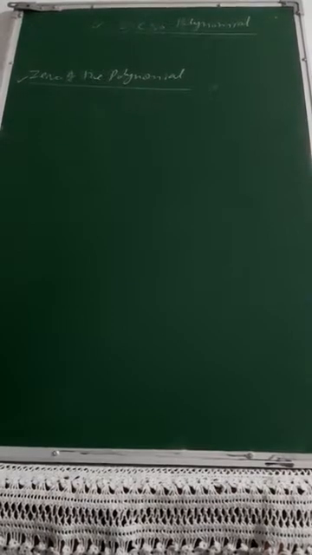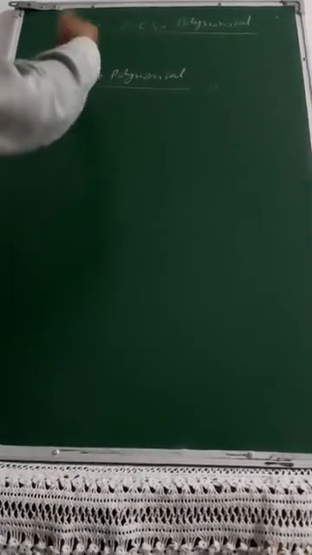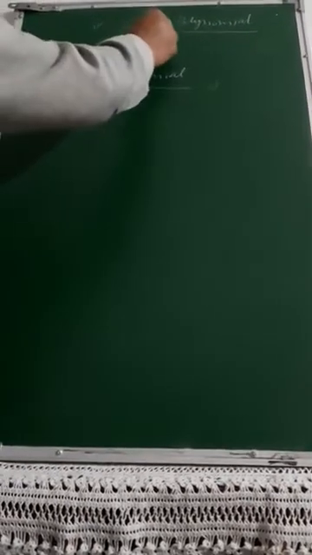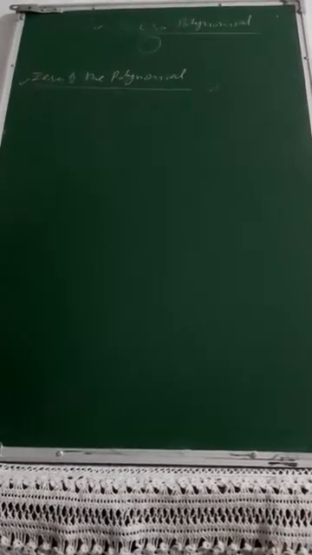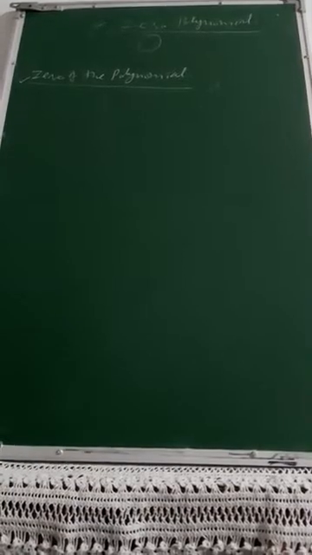Let us start with these two terms, zero polynomial and zero of the polynomial. Sometimes students count these two as the same. For your kind information, these are two different things. Zero polynomial: when a single 0 is written, that is called a zero polynomial, and the degree of this is undefined.